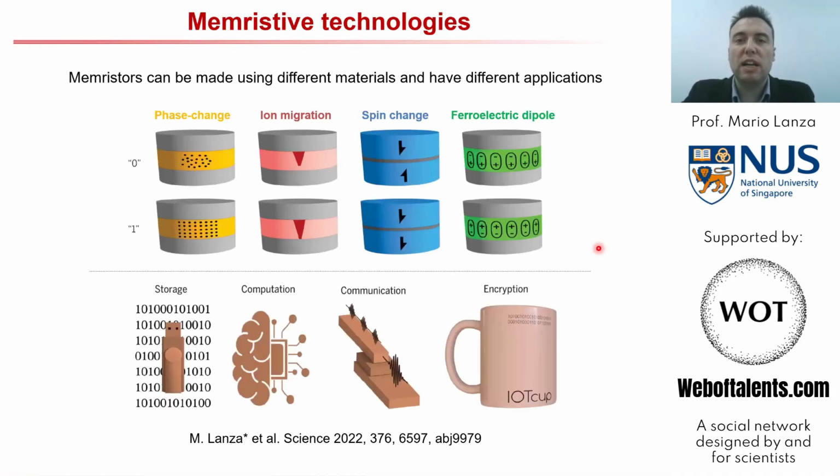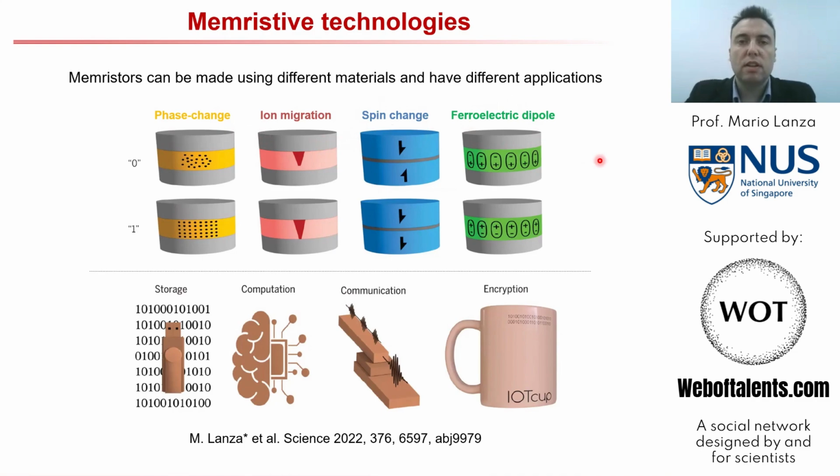Memristors are two-terminal electronic devices with a metal insulator metal structure that can alter their electrical resistance between two or more stable states depending on the history of electrical impulses that are applied between the electrodes. The switching mechanism is normally governed by different physical phenomena, including phase change, ion migration, spin change, or ferroelectric dipole. Although this phenomenon has also been observed in many other materials, such as two-dimensional materials and perovskites, for example.